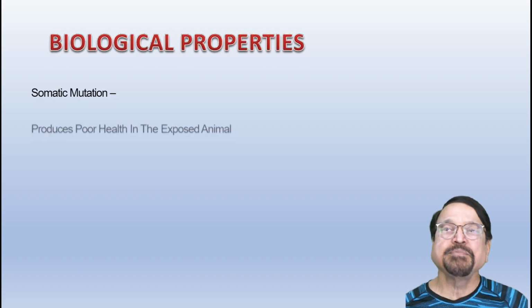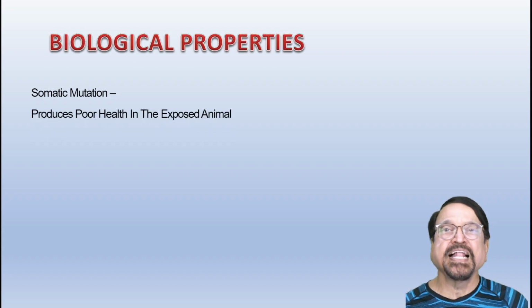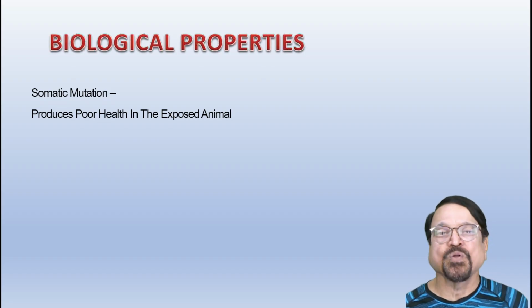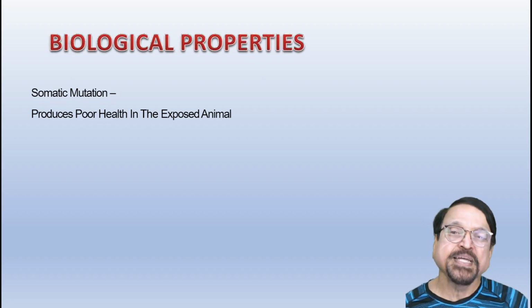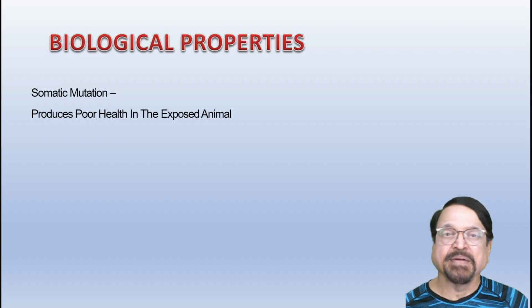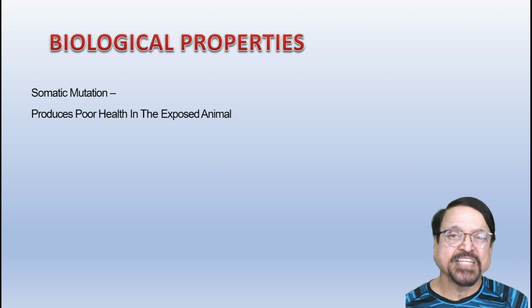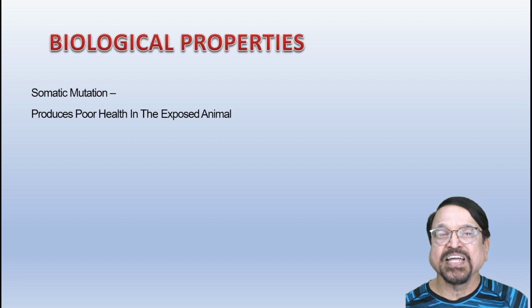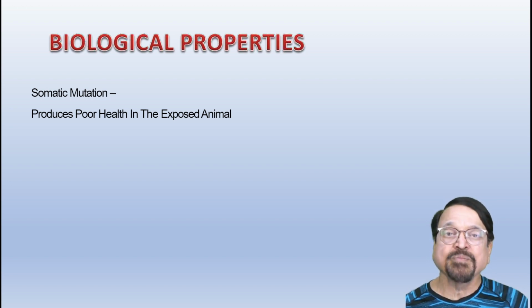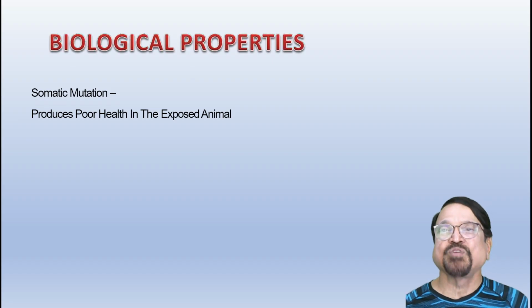Then they have got somatic mutation, which produces poor health in the exposed animal. This experiment we cannot do on humans, so there has to be an animal experiment. Otherwise you will ask me why this animal has come in a medical lecture. All the experiments initially are done on animals. Certain experiments are not performed on humans. So this is one of them.